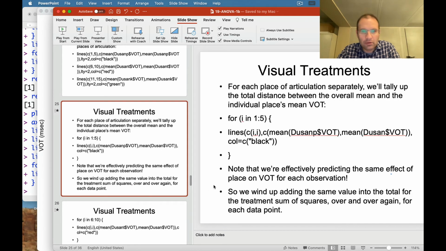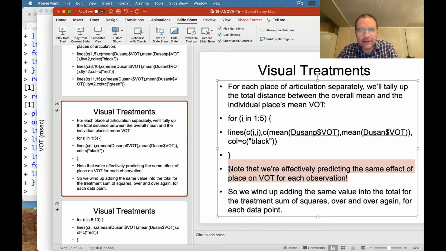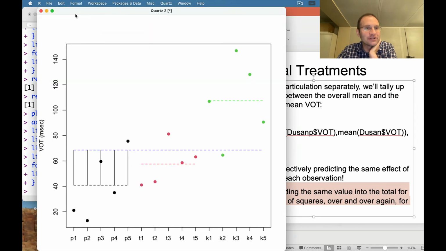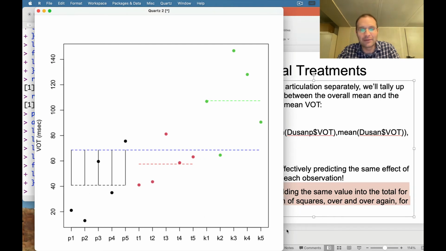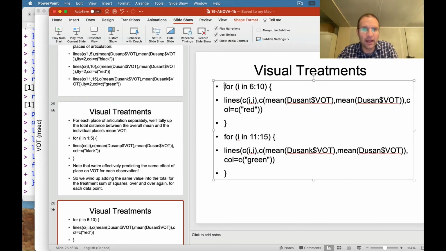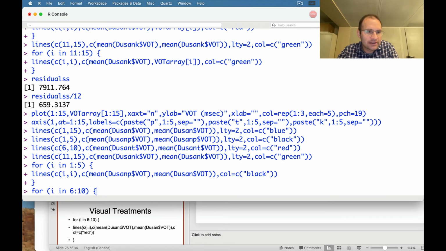Yeah, so note that we're effectively predicting the same VOT for each observation within a place of articulation. So we wind up adding the same value into the total for the treatment sum of squares over and over again for each data point. With the residual variance, it varies by each individual data point just by nature, right? Because we can't predict that, so you're going to get a different value each time. But the predictions are consistent, right? That's why they're predictions. So we have to count them 5 times there. I'm going to draw on the same lines for T and K.